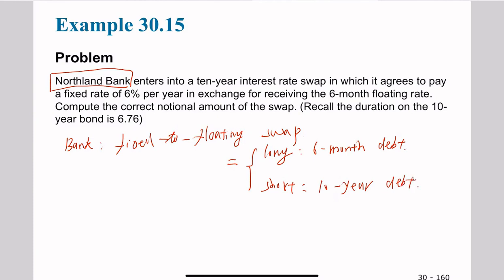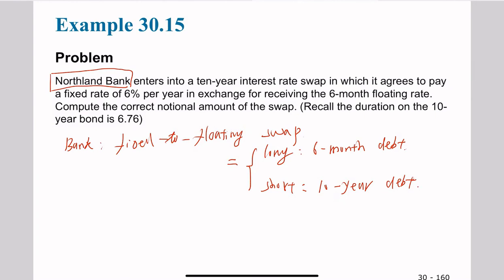Again, to see this, just look at the cash flow. If you have a short position in the 10-year debt, then you will have to pay this 6% rate for 10 years. And if you have a long position in the 6-month debt, then you will get this 6-month market interest rate. And then you can see that the swap has the same cash flow as this bond position.